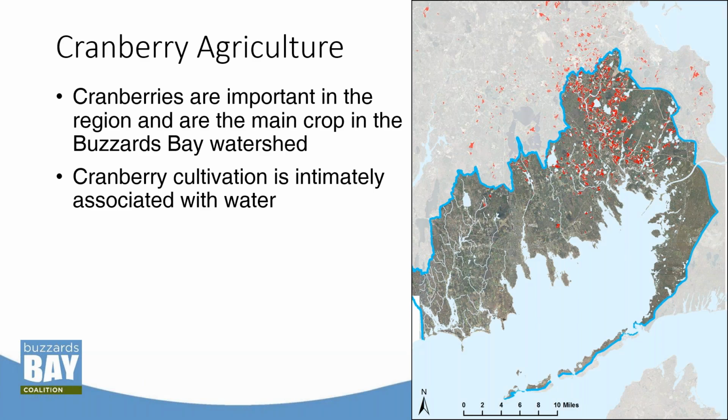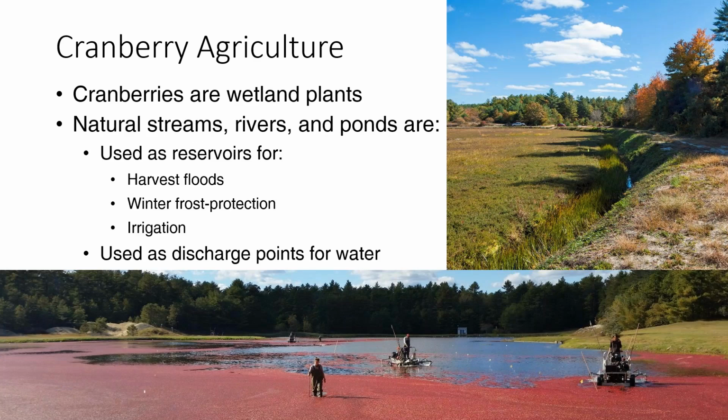Cranberry cultivation is intimately associated with the water. For people not from Southeastern Massachusetts, this is probably not a familiar topic, so I'm just going to take a minute to talk about growing cranberries. Cranberries are grown in cultivated bogs. In this picture on the right, this is the bog bed or the bog surface. Those are generally surrounded by ditches, and the ditches have water control structures in them. I'll show you in a minute in another image, you can see them.